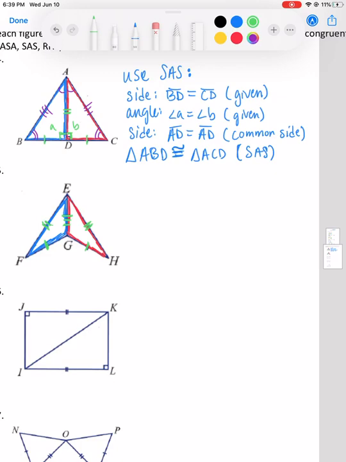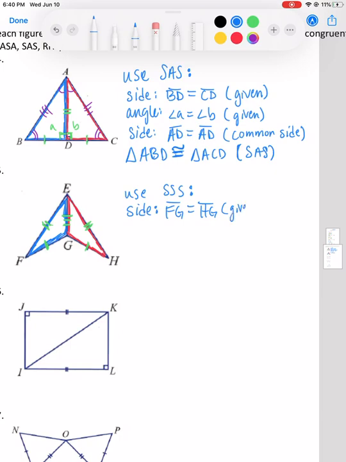So once we have those 3 parts marked, we know that our congruence test is side, side, side. So we're going to use side, side, side, and we need to identify all of the side correspondences. So the first side correspondence is FG is equal to HG.